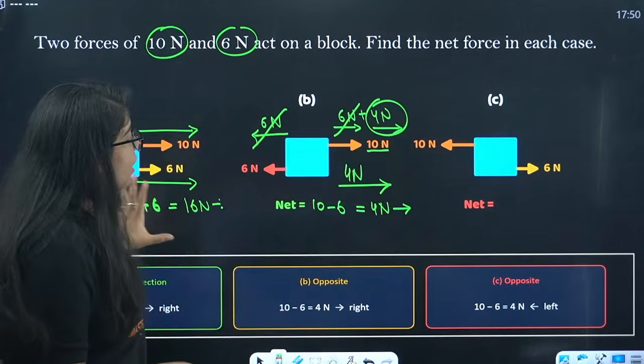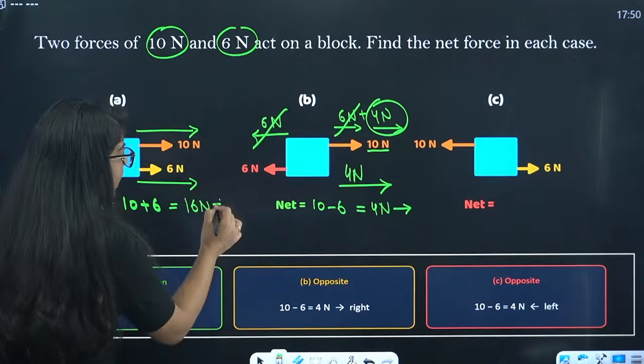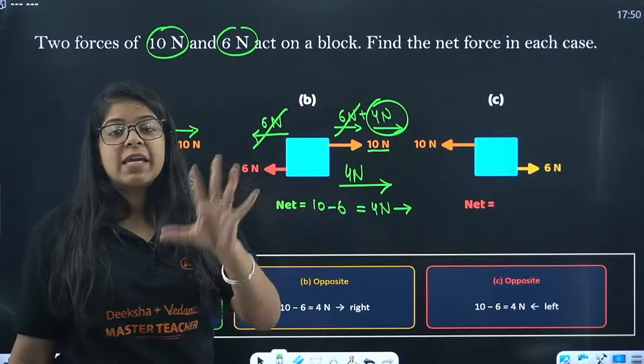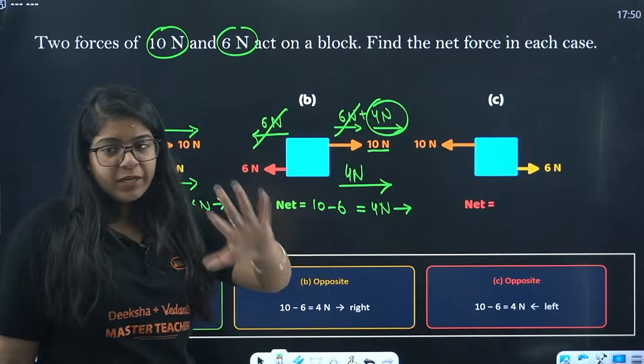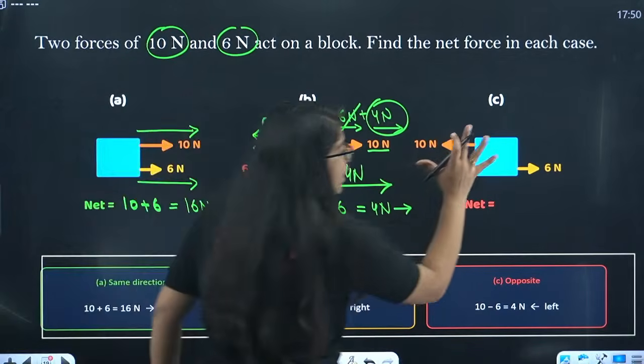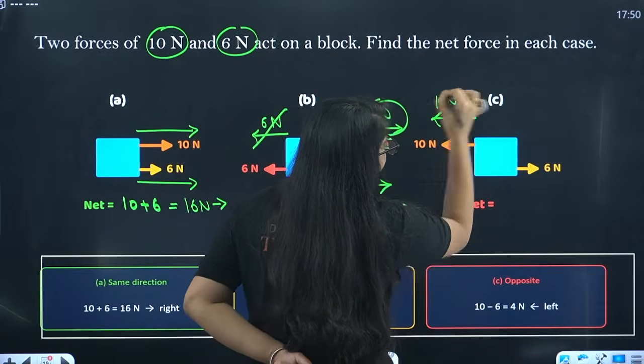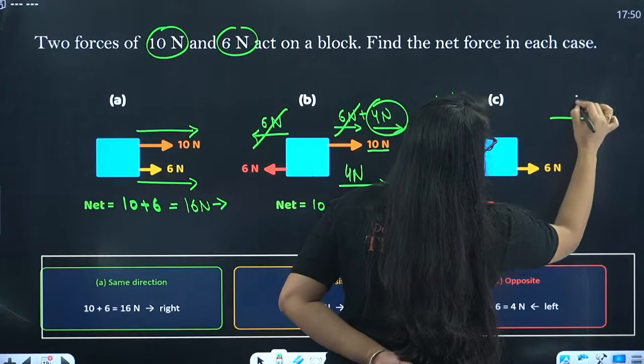Okay, now here we don't need a negative sign because we already have these arrows, right? If the arrows were not there, we would be using a negative sign. We'll see that in the future, don't worry. Right now, just focus on this. 10 Newton is in this direction, 10 Newton is in this direction, 6 Newton is in this direction.